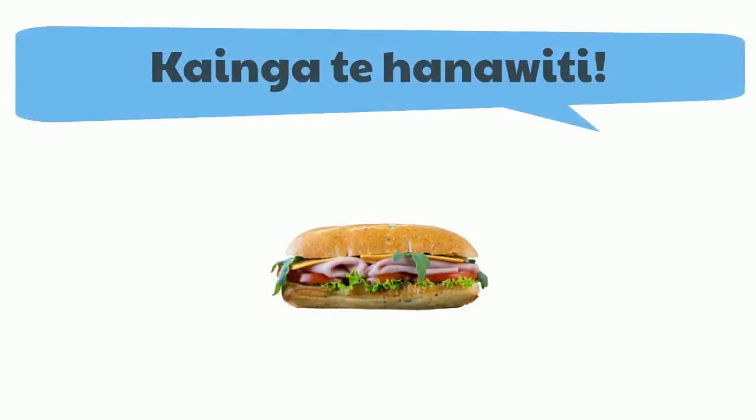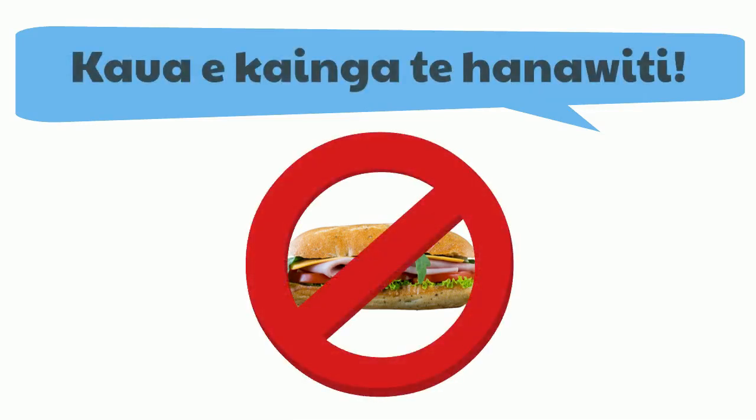Negating these commands is the same as the last lesson. We need to put kaua e before the command. Kāinga te hanawiti. Eat the sandwich. Kaua e kāinga te hanawiti. Don't eat the sandwich.